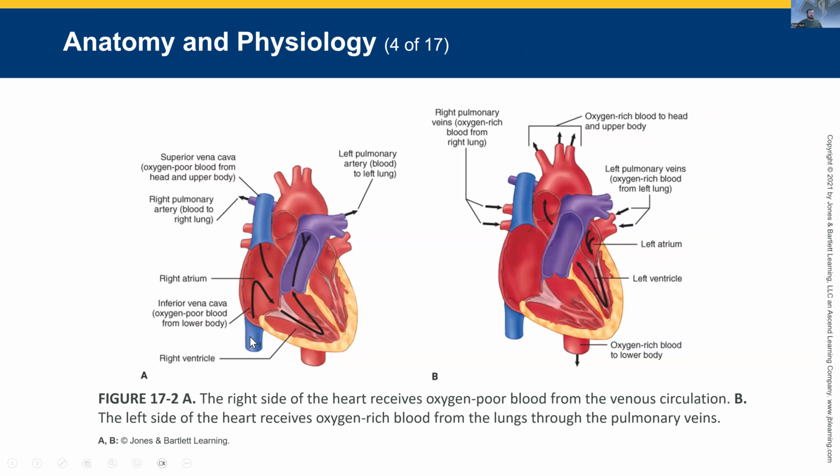So blood's coming in through our inferior vena cava and our superior vena cava into that right atrium, where it is then pumped into the right ventricle. From the right ventricle up to our pulmonary arteries to the lungs. Jump over here on this side, it returns as oxygen-rich blood through the pulmonary veins into that left atrium, where it is pushed into the left ventricle, and then to your aorta, where it supplies the body with oxygenated blood.